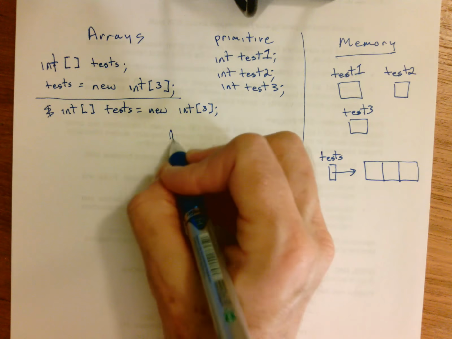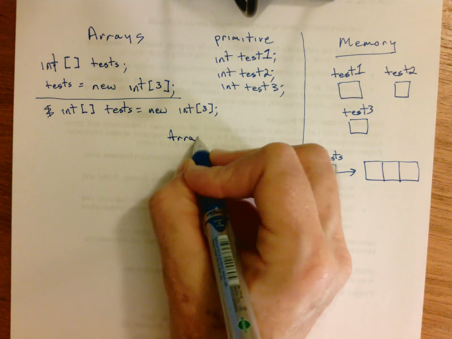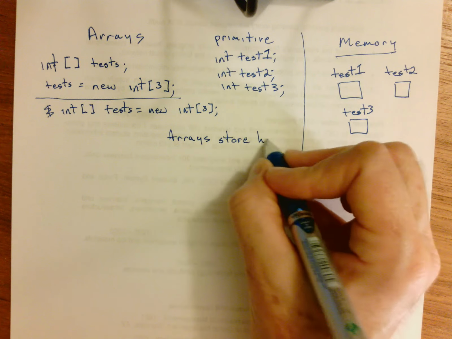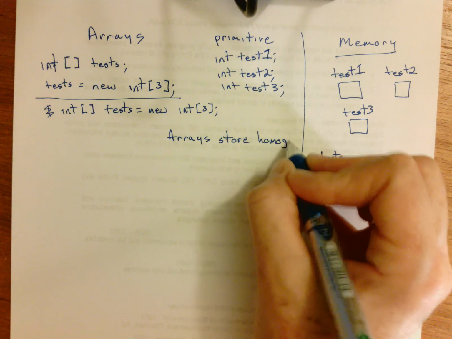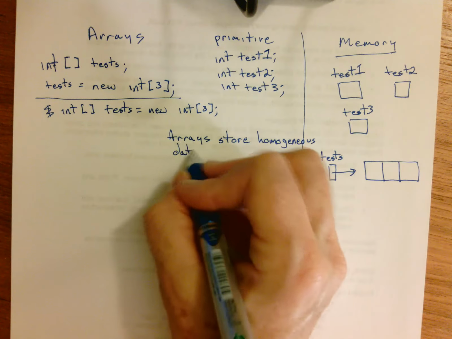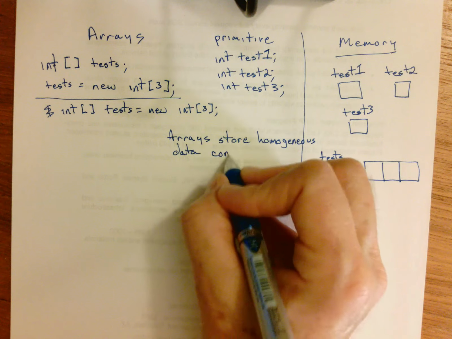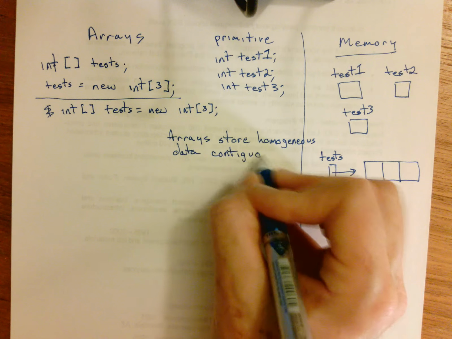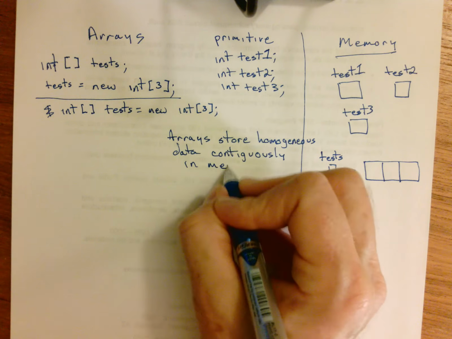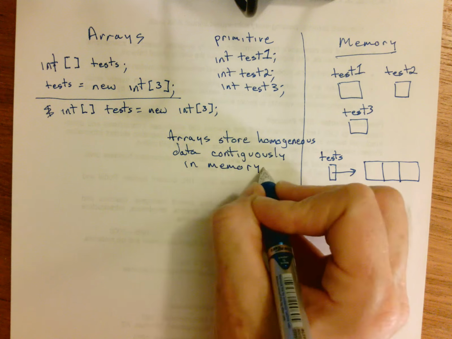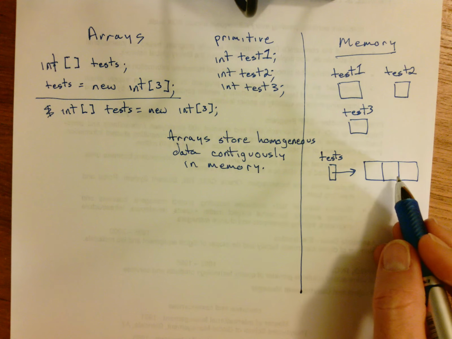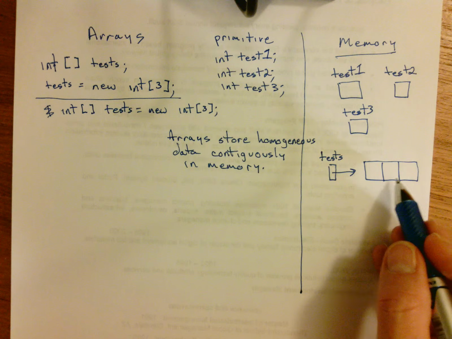So arrays store homogeneous, all the same, data, such as int, contiguously in memory. Contiguously, all right next to each other. So here's my array that's going to store 3 ints all right next to each other in memory.